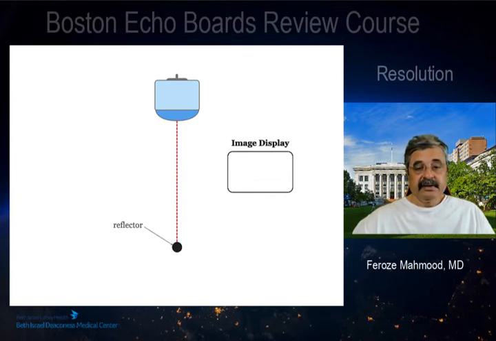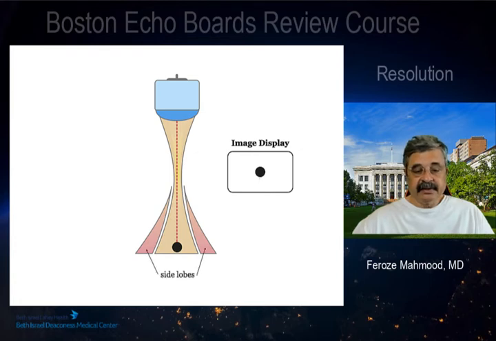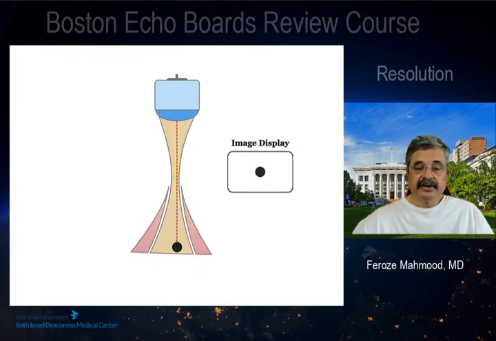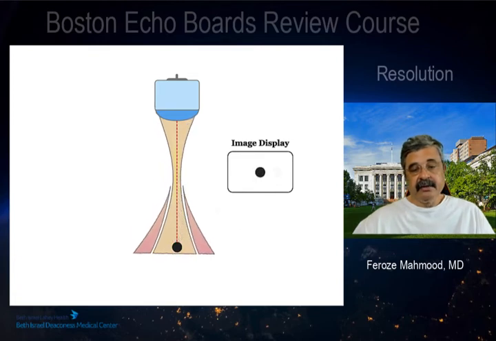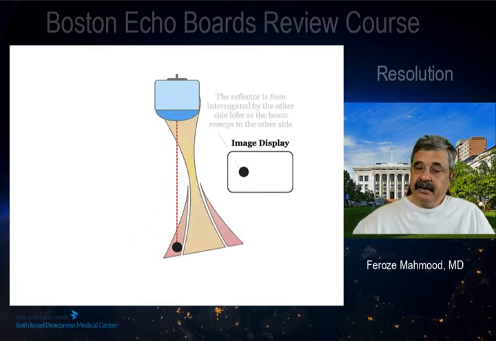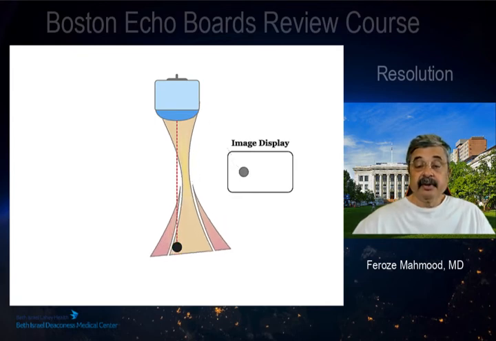You can see this is the reflector. It is seen in the image display in the center. As the beam moves from side to side as a result of phased array steering, it will lead to generation of side lobes. So this reflector is interrogated by the side lobe beam as the beam sweeps over and an image is generated. And when it moves to the other side, the next side lobe beam interrogates it and generates an artifact that appears to be within the main beam.